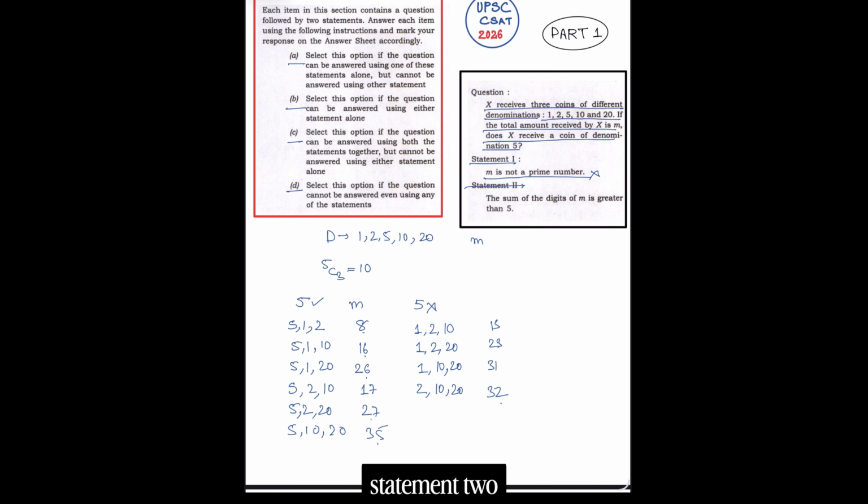Now let's check statement 2. It says that the sum of digits of M is greater than 5. So the sum of digits of 8 is 8, 8 is greater than 5. 16: 1 plus 6 is 7, 7 is greater than 5. 26: 2 plus 6 is 8, 8 is greater than 5. 17: 1 plus 7 is 8, 8 is greater than 5. 27: 2 plus 7 is 9, 9 is greater than 5. 35: 3 plus 5 is 8, 8 is greater than 5.